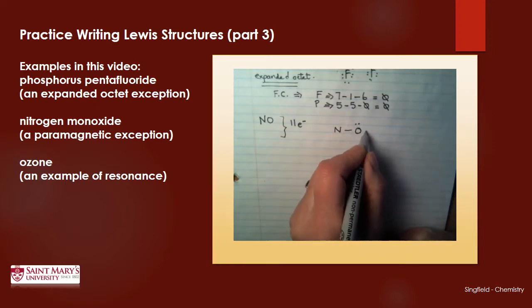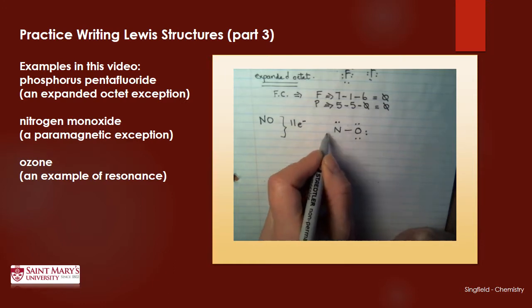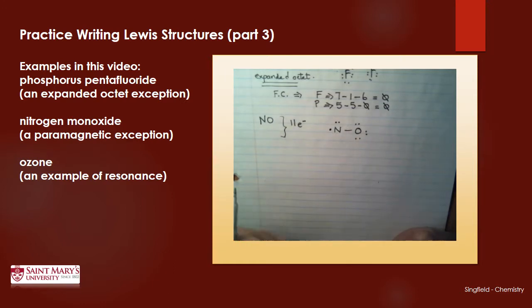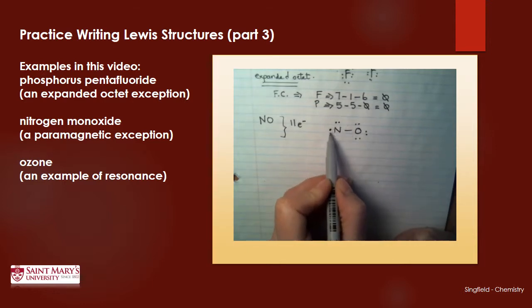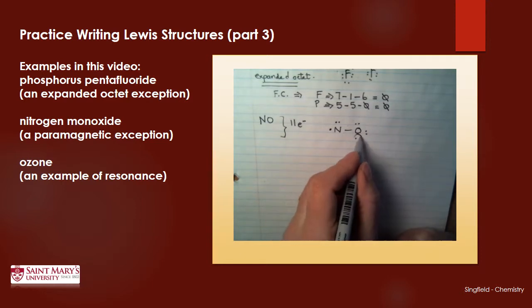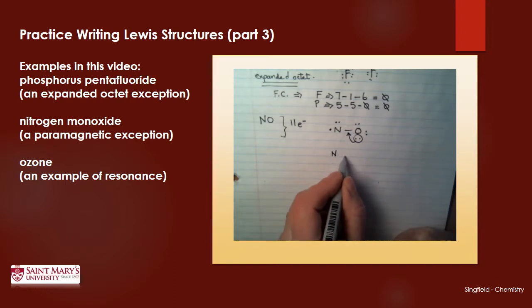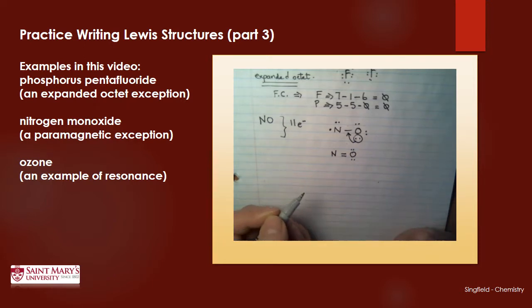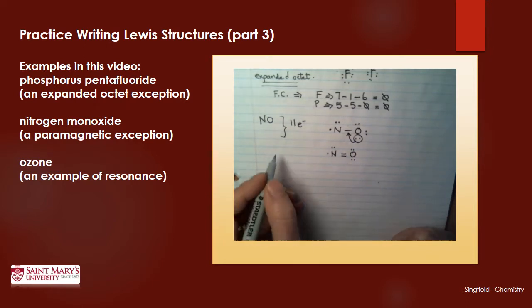4, 6, 8, 10, and then I have this 11. Well, 2, 4, 6, 8, lovely. 2, 4, 5. I can make this a little closer to 8. I know I can't make it 8, but if I take this pair and share it here as a double bond, then I have a double bond to oxygen. It leaves me 2 pairs here, 1, and then this, so it's a radical species.